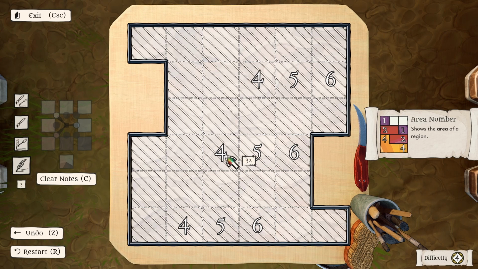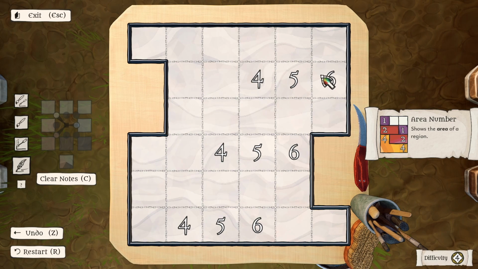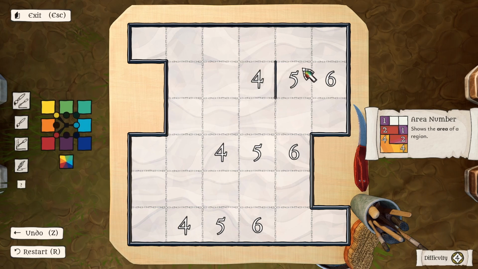That means that 4s must only, there must only be 2 4 shapes, only 2 5s, and only 2 6s. And that leaves 2 spaces to be filled in. So how, that's the wrong tool. There. We can do these. How does this all fit together?